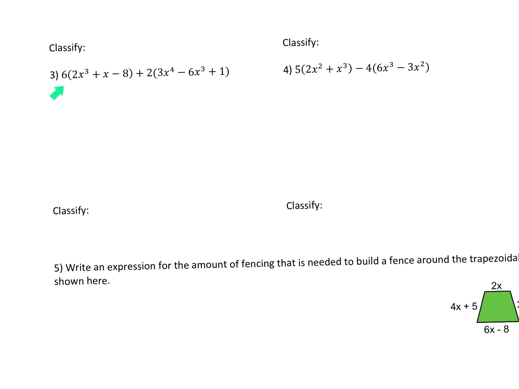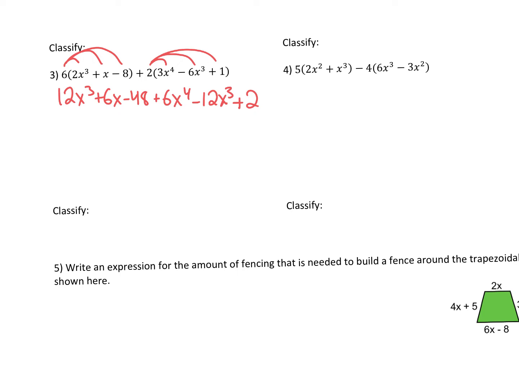Remember, we have monomial, binomial, trinomial, and these are all examples of polynomials. In the next example, I see that we have coefficients outside of the parentheses, so I know that I'm going to be distributing a number other than just a negative 1 or a 1. So the first step is to multiply every term in the first set of parentheses by 6, and every term in the second set of parentheses by 2. This gives us 12x to the 3rd plus 6x minus 48 plus 6x to the 4th minus 12x to the 3rd plus 2.